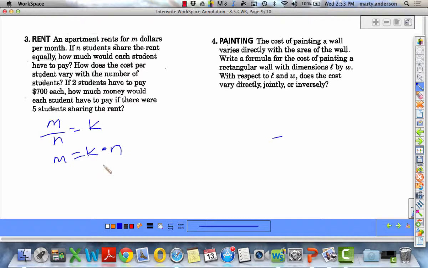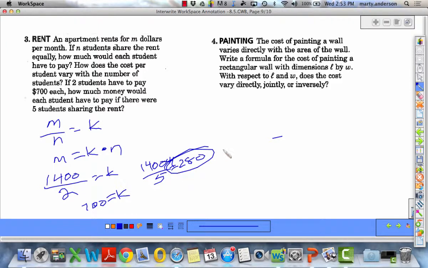So it says if two students have to pay $700, that means we have a total of $1,400 for two students. So I have 1,400 divided by 2 equals K. K is $700. If there were 5 students instead, then we can say 1,400 divided by 5 equals $280. Again, this is more of a common sense exercise than anything else.